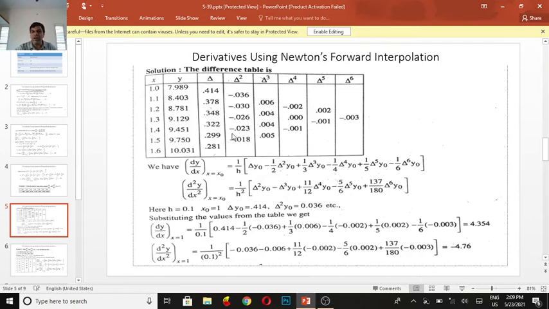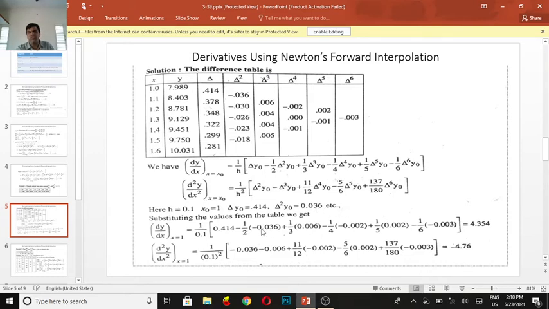So substituting all the values in the table, we get h equal to 0.1. The interval should be 1, 1.1, 1.2, so the difference is 0.1. At the initial value x naught is 1, and delta y naught is 0.414, del square y naught is 0.0036, etc.